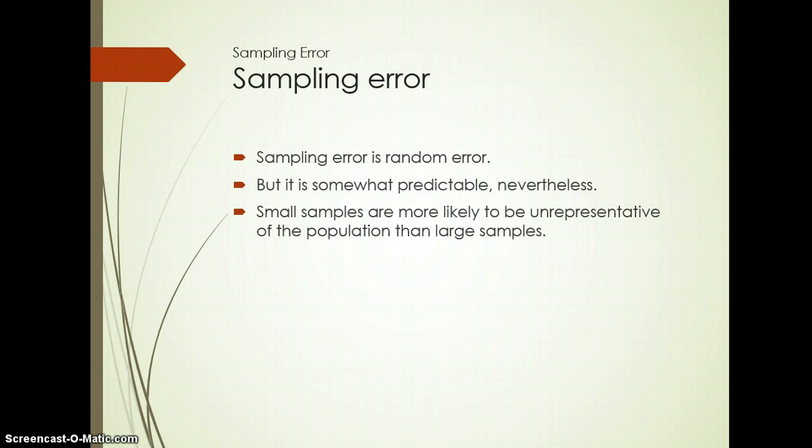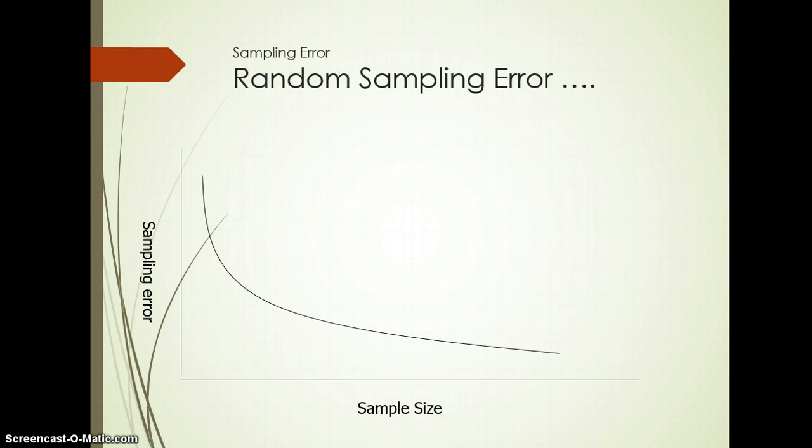Okay, so when we're talking about sampling error today, we'll be specifically discussing random sampling error. And despite the fact that it's random, it actually is predictable, which is useful for us when we're discussing meta-analysis. And of course, small samples are going to be more likely to be unrepresentative when estimating the true population parameter. We can see here in this figure that as we increase our sample size, sampling error actually decreases. And this is a helpful thing to know.